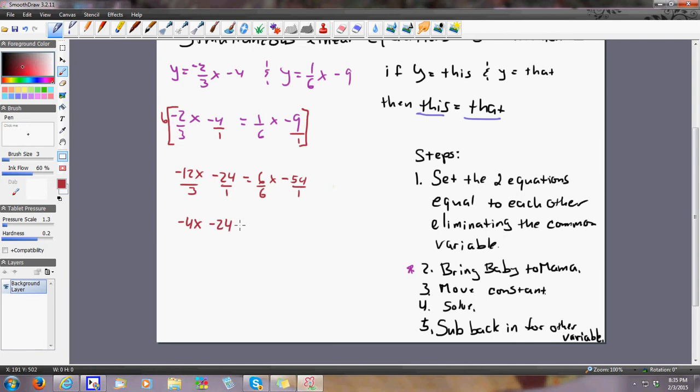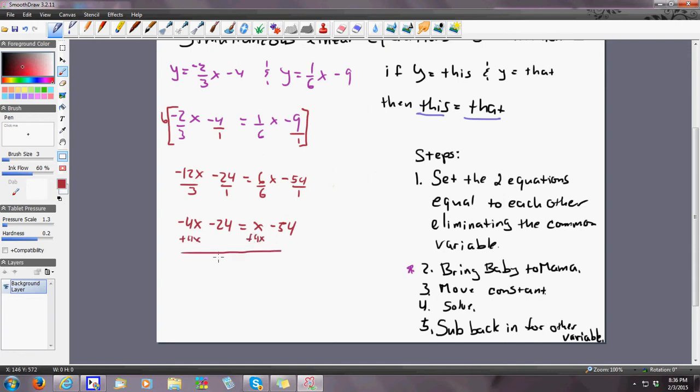minus 24, 6 goes into 6 once, minus 54. So now I don't have any fractions. I'm going to add my 4x to both sides, and I get a negative 24 equals 5x minus 54. I have to add 54 to both sides.